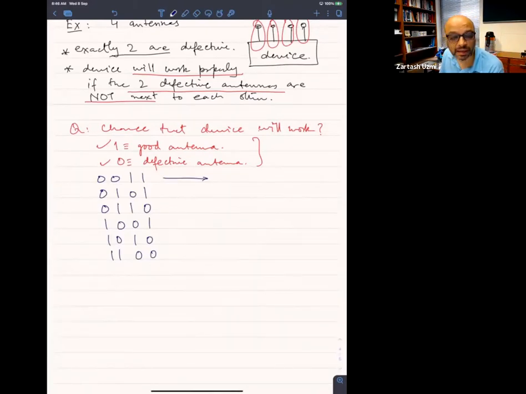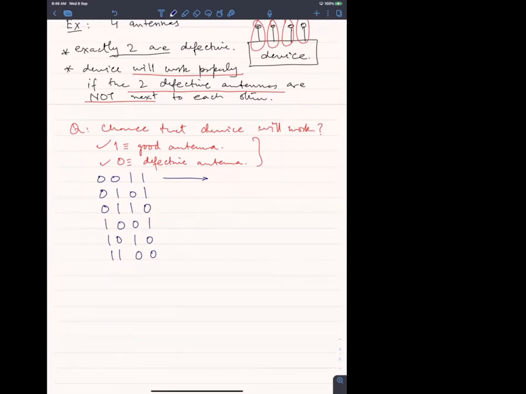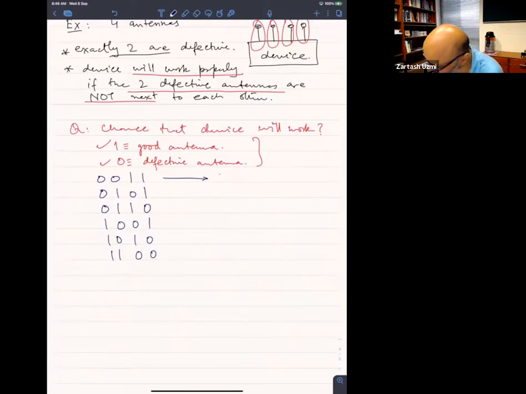So first combination, will the device work? Will the device work? Yes or no? Answers in the chat window, please. Will the device work? No, the device will not work. Second case, will the device work? Yes or no?